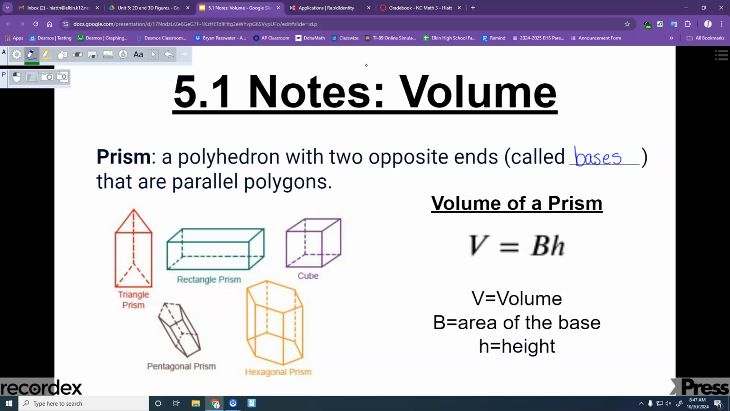Is this a prism? It is not, because are the sides rectangles? They are not. We actually don't have to do that one. I think that's a dodecahedron. There's 12, yeah. We don't have to do that one.